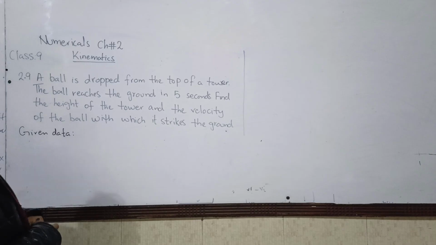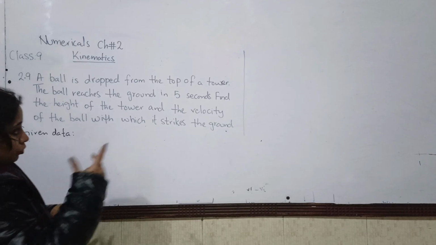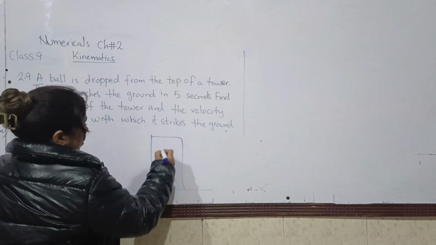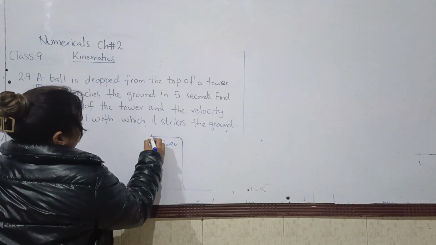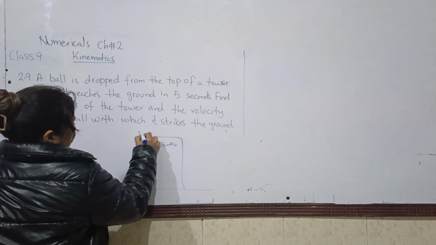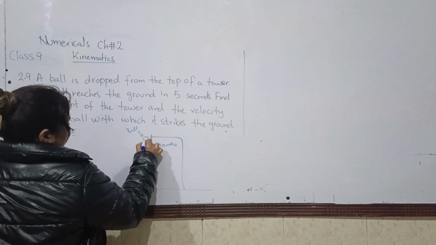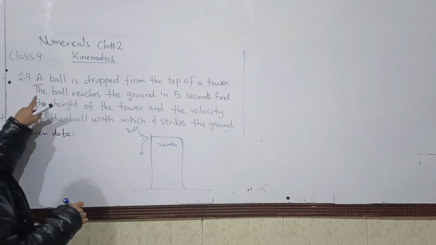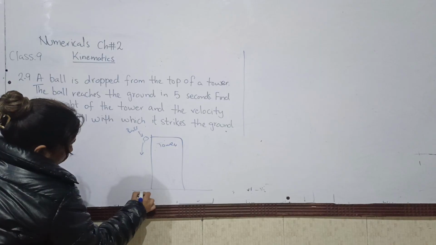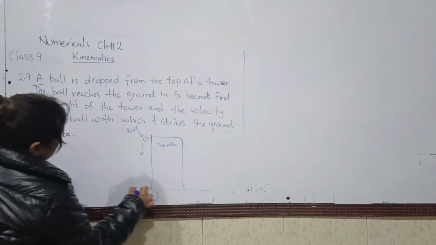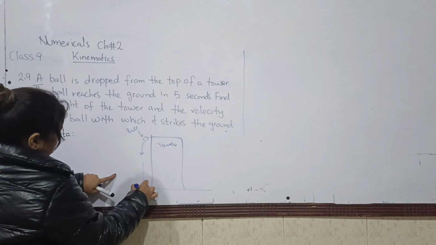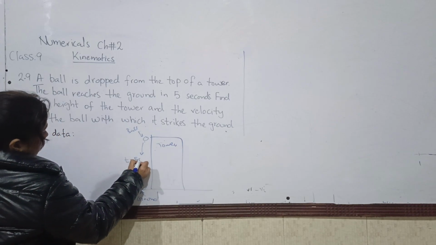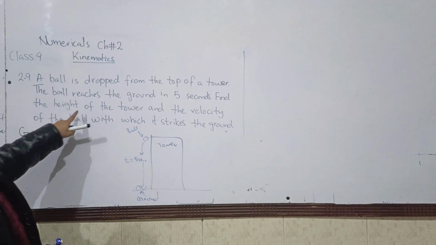So the question is this: a ball is dropped from the top of a tower. Suppose this is a tower. The ball reaches the ground. This is the ground, and it takes 5 seconds. Find the height of the tower.